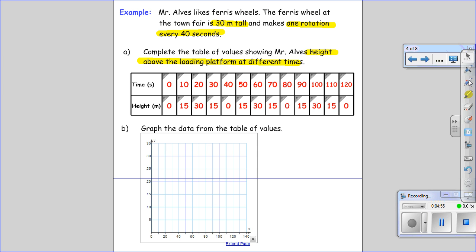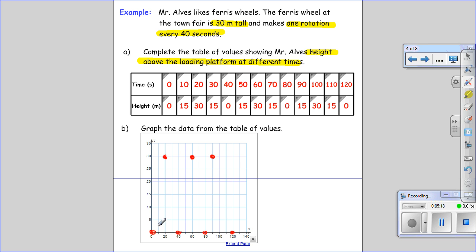So if I want to graph this, I've got 0, 0, 40, 0, 80, 0, and 120, 0. After 20 seconds, I'm at my maximum height at 30. At 60 seconds, I'm back up there. And 100 seconds, I'm back up there again too.